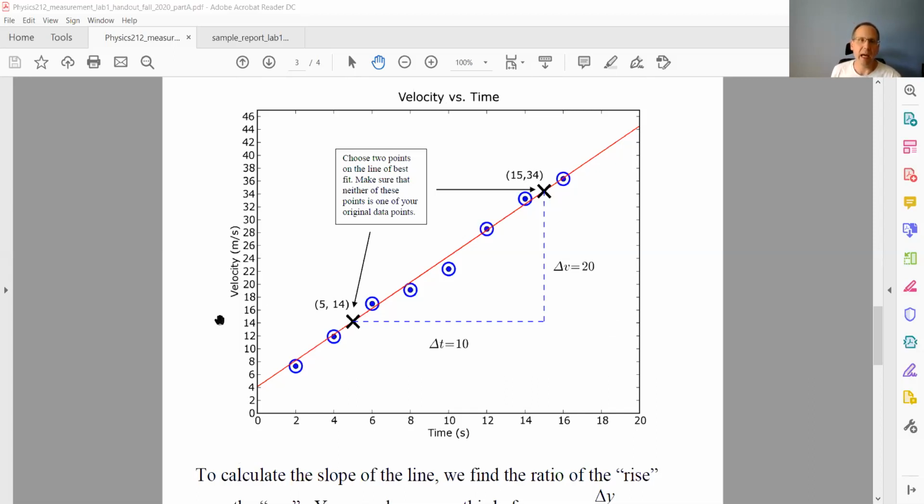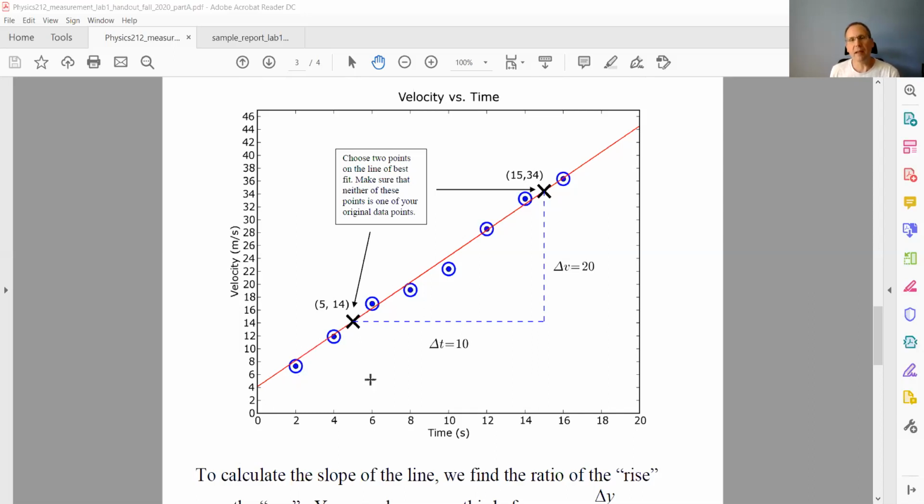In this example, I have velocity plotted on the y-axis in meters per second, and I have time plotted on the x-axis. The blue points are my data, and it looks linear, so I do a line of best fit. And now I want to calculate the slope of that line.